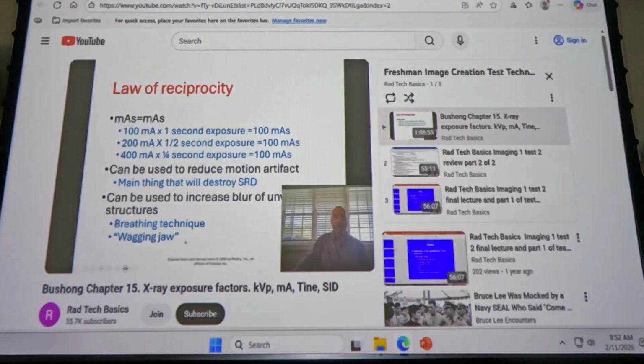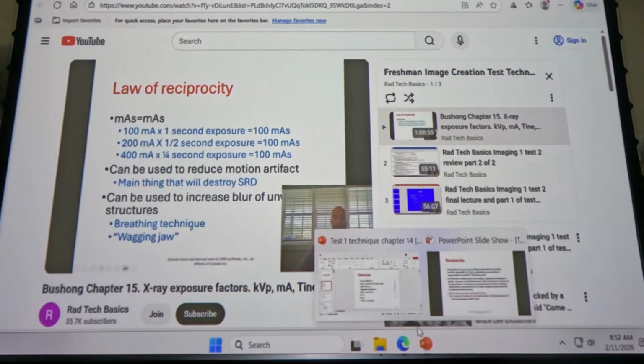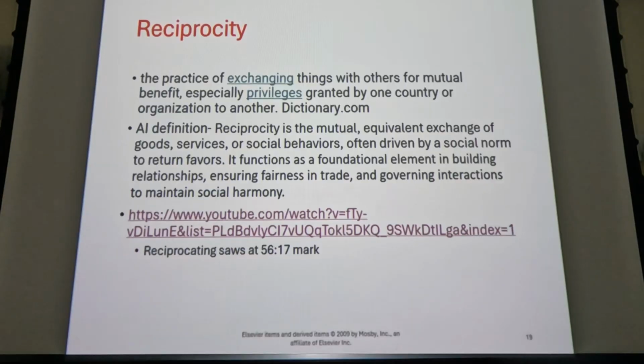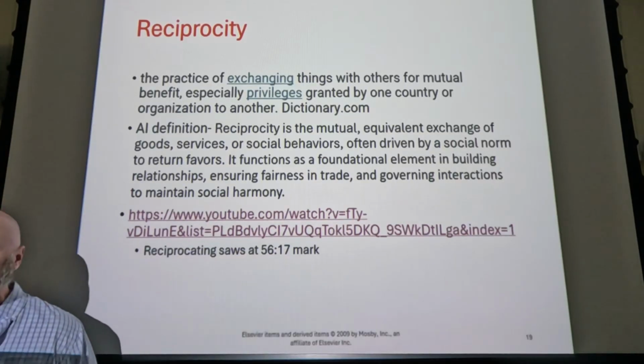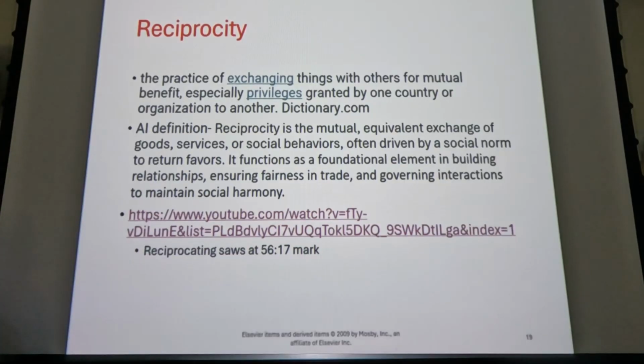Anyway, I'll show you what a reciprocating saw is. Reciprocity just means give and take. A reciprocating saw is any kind of saw that goes in and out, in and out, in and out. If you've heard the term Sawzall, that's a reciprocating saw. A jigsaw is a reciprocating saw. It's just a smaller version.